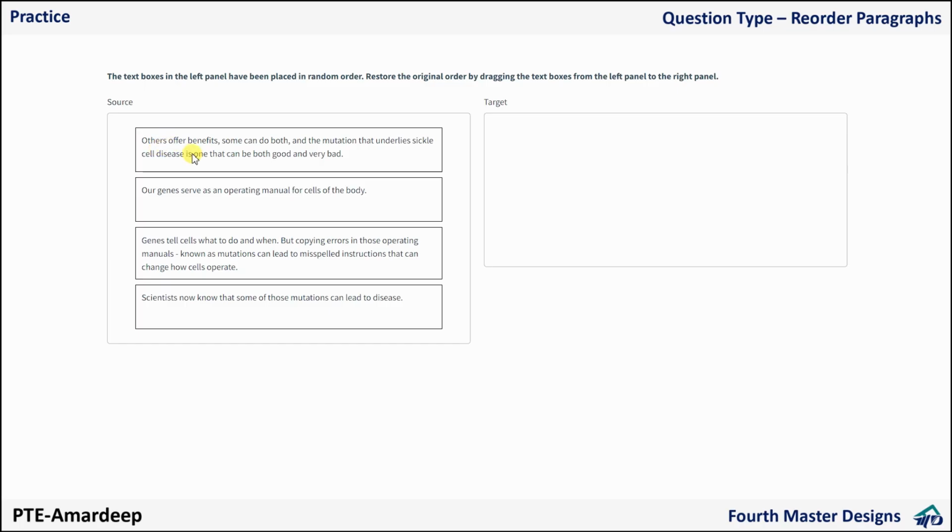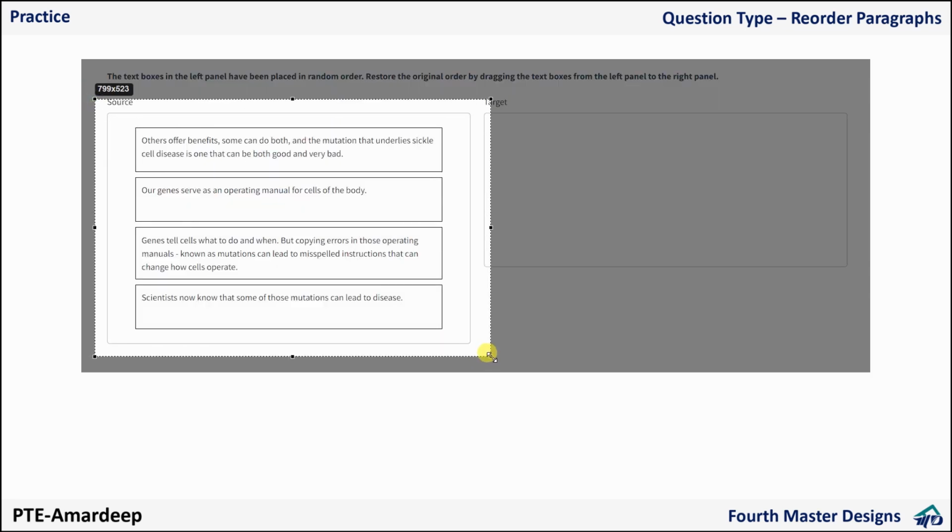"Others offer benefit." If "others" is written, it means I need to have some sentence before it. "Our genes serve as an..." so it can be our definition. "Genes tell cells what to do." Okay, and "scientists now know that some of those mutations." So if I look for your opening sentence, look for connectors, look for pronouns, "those mutations" is where they are discussing mutations, known as mutations, and then they are discussing mutation here. Then after that, "our genes serve as operating manual."